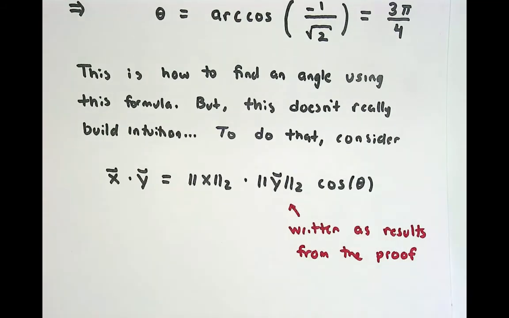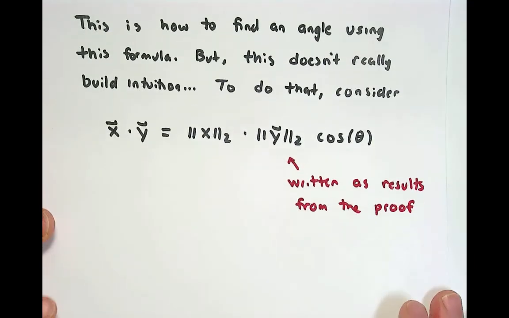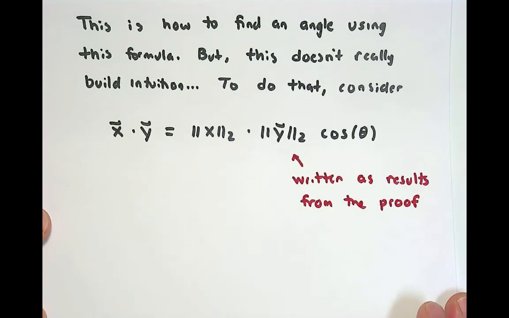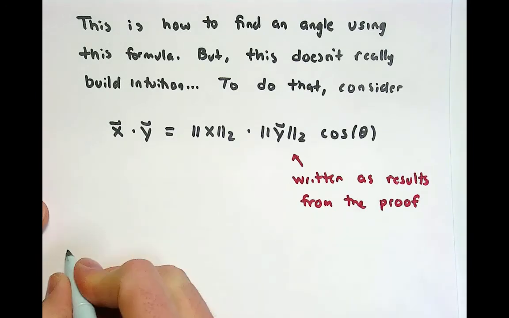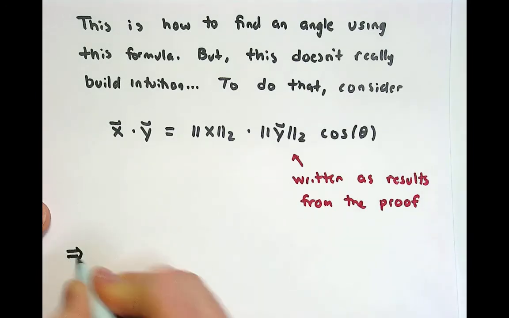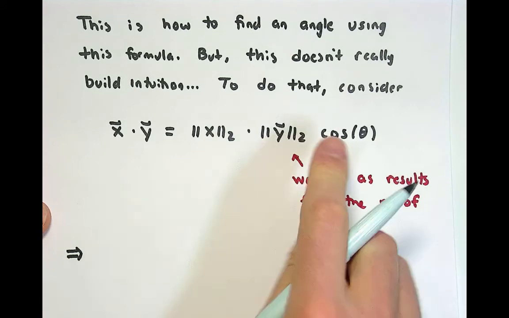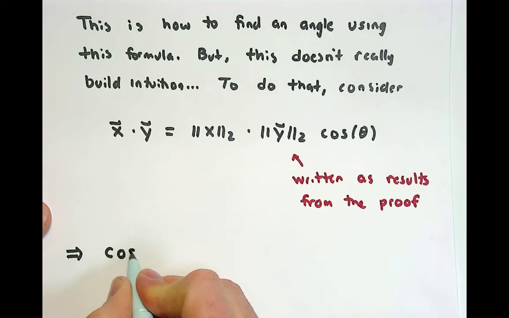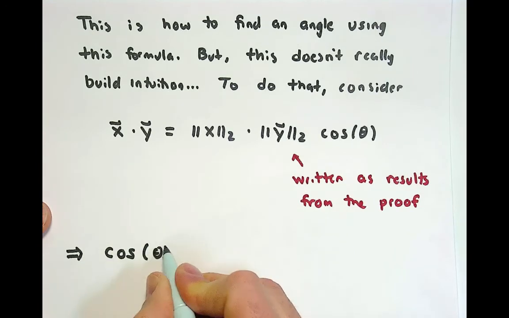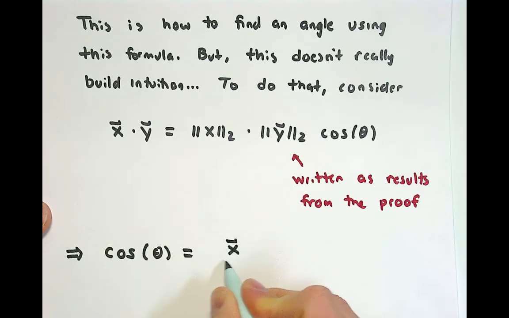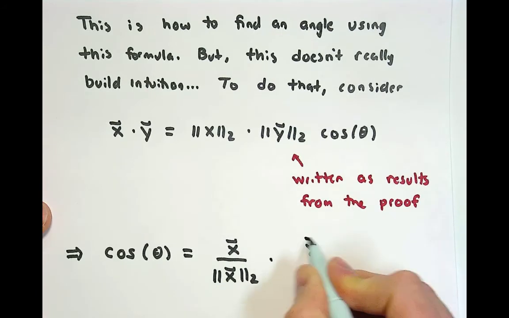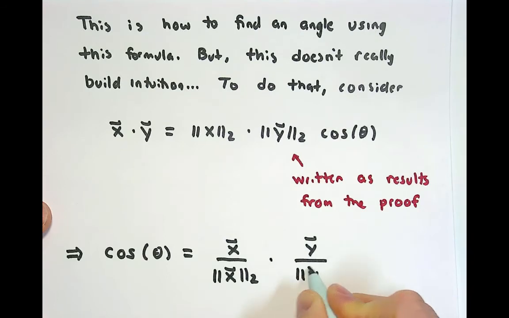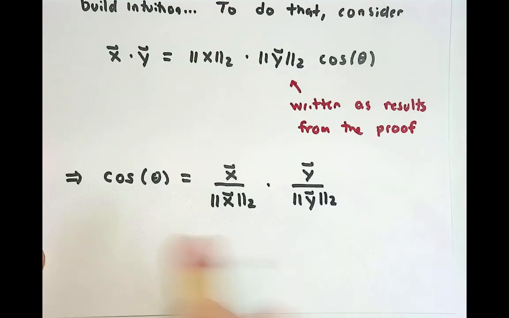But sometimes when we prove things, the way that we prove it is not necessarily the way that is most wise to think about it. The proof could be a nice algebraic trick, but doesn't really relate to intuition. My favorite form of this is actually to bring the 2 norms over to the other side, and then to write the cosine as the dot product of the unit vectors between the two of these.